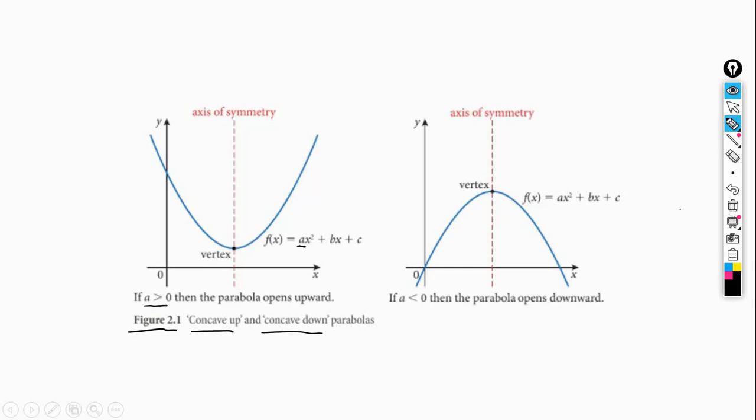Then if a is less than 0 or negative, we're referring again to this a, the one that multiplies x squared. If that value is negative, then the parabola opens downward or is concave down. Notice that now the vertex would be the maximum of f of x. And of course, we would have an axis of symmetry.